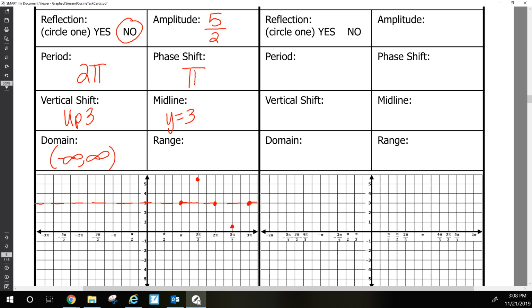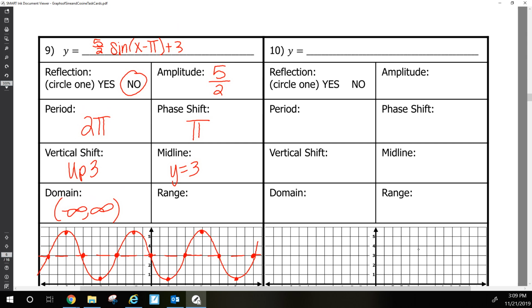And we can finish out that pattern. So here we'd be below the midline, back to the midline, above the midline, back to the midline, below the midline, back to the midline, above the midline, back to the midline. So here is our somewhat decent looking sine curve.